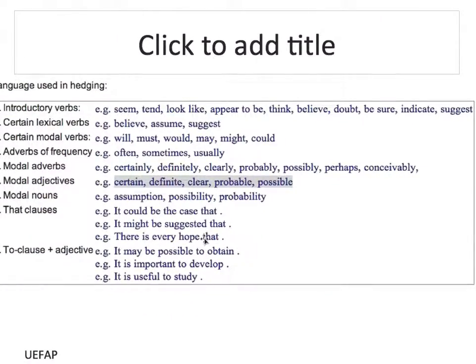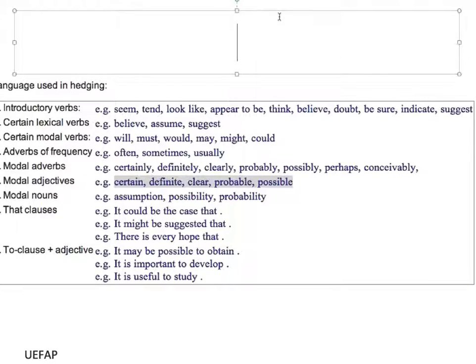Now I looked at the UEFAP website, and on the UEFAP website you've got these different words which you can be using to express certainty in hedging. So if you're uncertain about something, you might use these words like believe, assume, suggest. Also modal verbs like will, must, would, may, might, could, certainly, definitely. All of these words here, take note of those. You may be using those in your case study report.